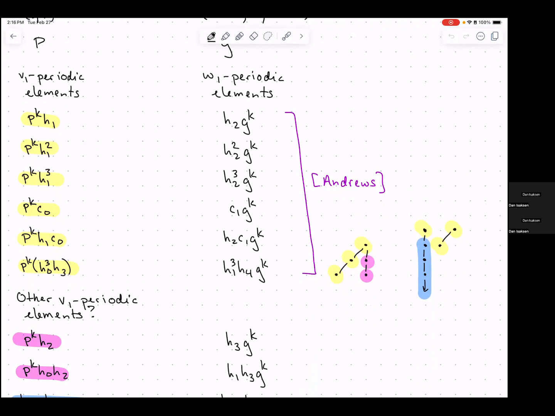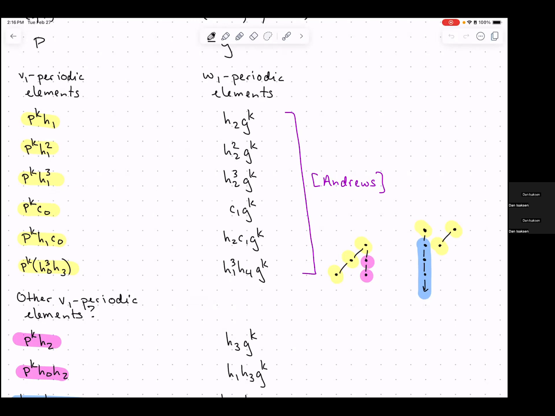And then I drew this little picture. This is the top of the Adams chart. You have this little motif that gets repeated every 8 stems, and Andrew handles the ones that are in yellow. He applied that isomorphism, he got these elements, and he proved that these are all infinite G periodic families in stable homotopy.